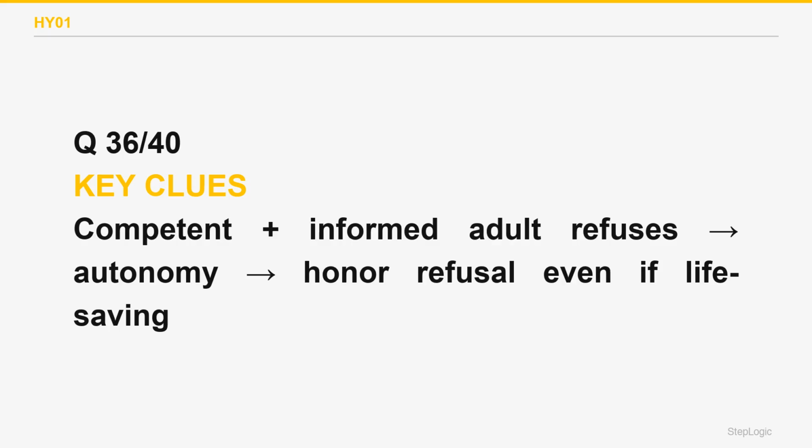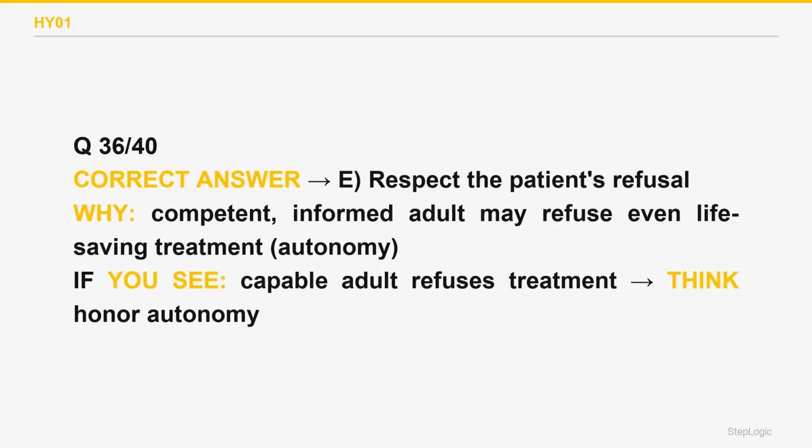A competent, fully informed adult has the right to refuse any treatment, including life-saving therapy, the principle of autonomy. Because he understands the consequences and is consistent, his refusal of transfusion must be respected. Transfusing over his objection would constitute battery, and beneficence cannot override a capable patient's informed choice. The correct answer is E.